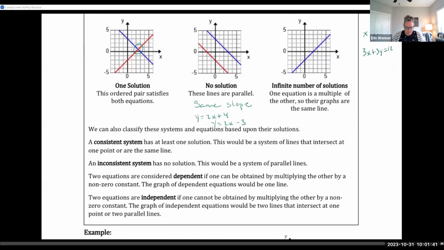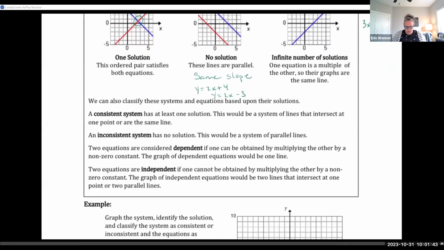So we can classify these systems of equations based on their solutions. A consistent system, and when I say system, I'm talking about the two equations that make up the system, has at least one solution. This would be a system of lines that intersect at one point or would be considered the same line with that infinite number of solutions situation, versus an inconsistent system, which has no solution, and this would be that system of parallel lines.